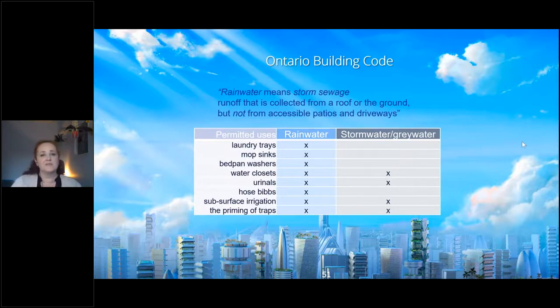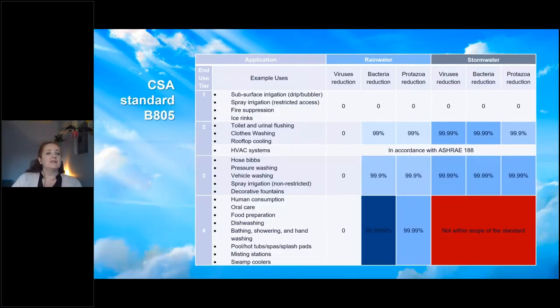The other thing to note is on top of the Ontario Building Code, we also have the Canadian standards. And this is quite a helpful guide, this B805. Helps people really see what is a viable use of their water and what isn't. So again, we've got this division into rainwater and stormwater. And we can see that for subsurface irrigation, which is very popular, there's no recommendation to particularly clean that water up with regard to pathogens.